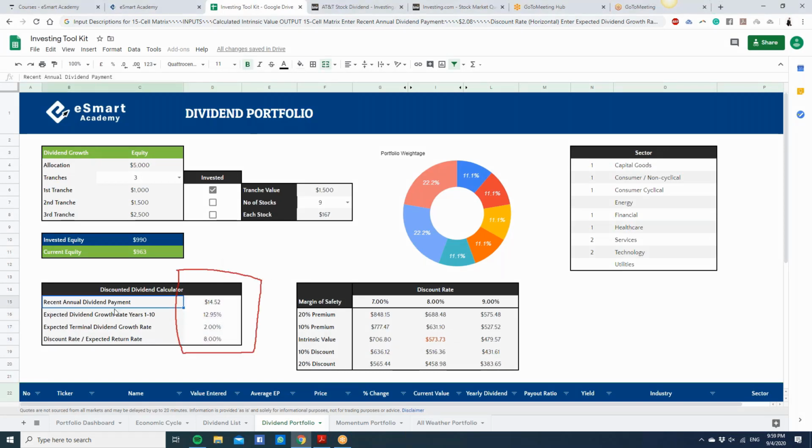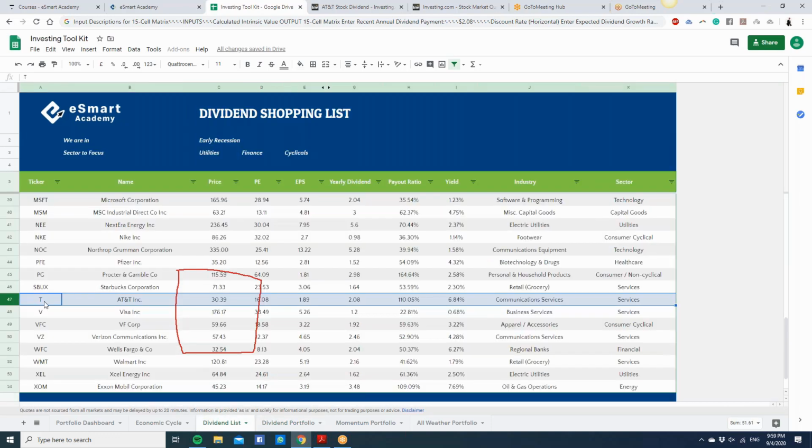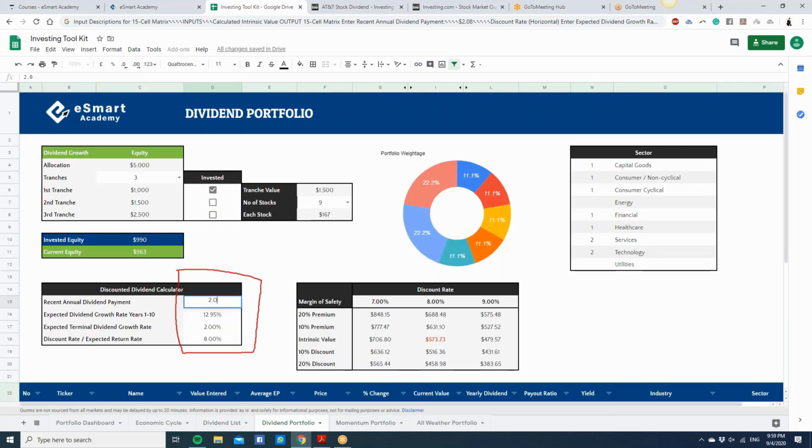First, you need to key in the annual dividend payment of the company that you'd like to calculate. Let's say we use AT&T as an example. So AT&T is this, you look at this. The yearly dividend is 2.08, and all you have to key in here is 2.08.